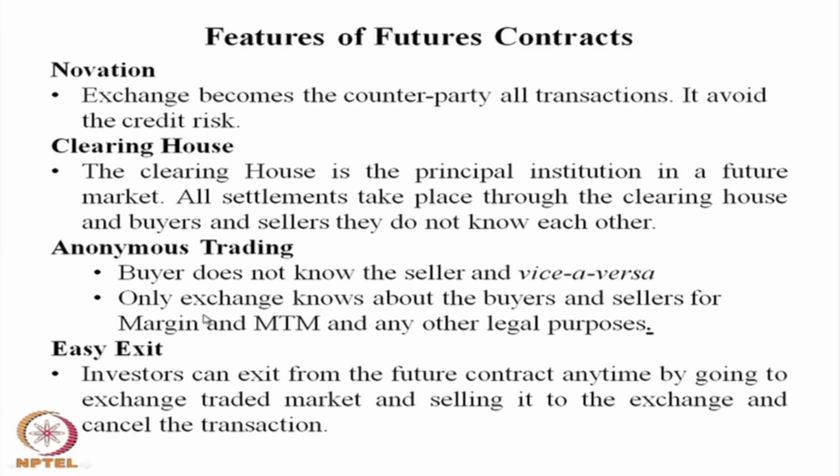Novation is another benefit of the futures contract. Novation means the buyers and sellers do not know each other. The exchange becomes the counterparty for all transactions, which avoids the credit risk. The buyer and seller do not know each other; they come to the exchange, and from the exchange they buy and sell. So the exchange becomes the counterparty in all transactions. It is novation trading, and it eliminates the credit risks.